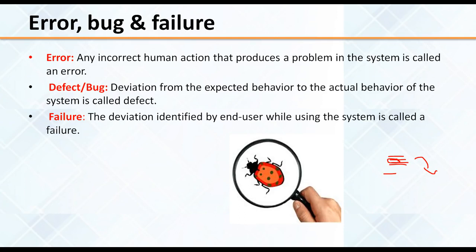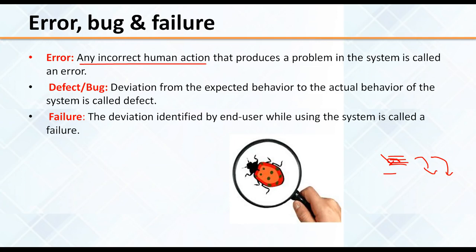So an error is an incorrect human action that produces a problem in the system. Because of this error, it is giving some issue or some problem. That is basically called an error. Here we can also call them logical errors and syntax errors. They are related to programming.